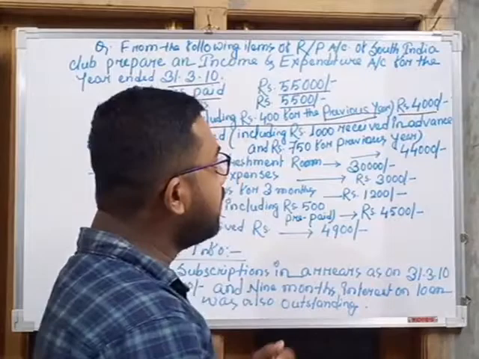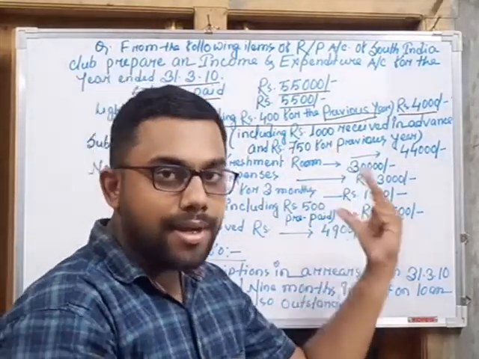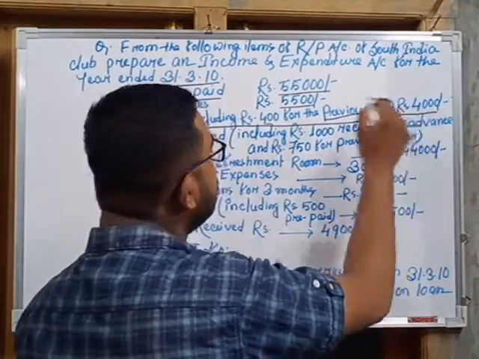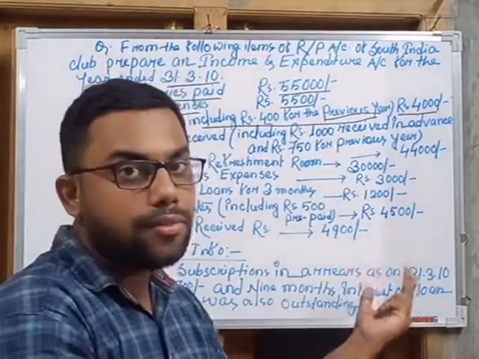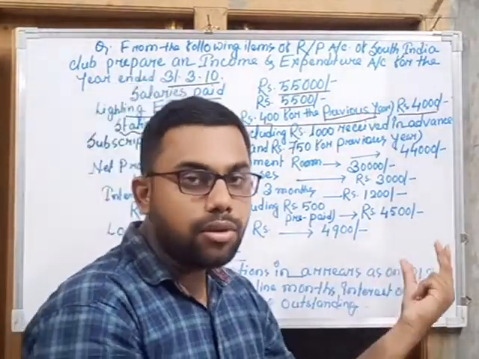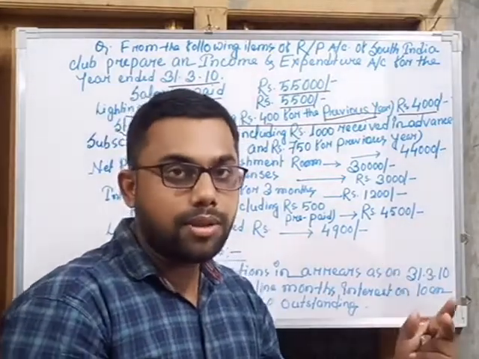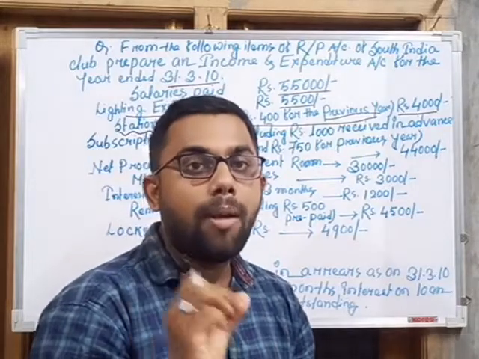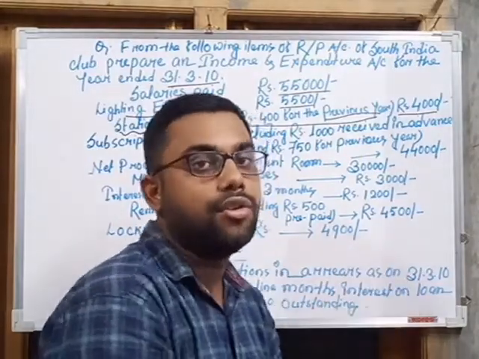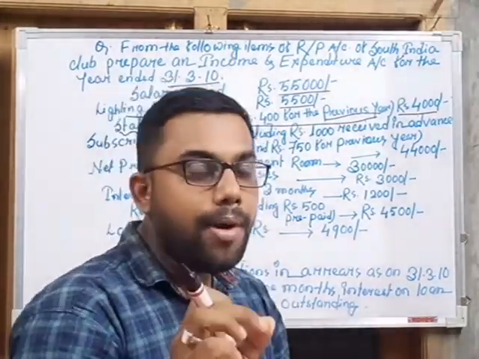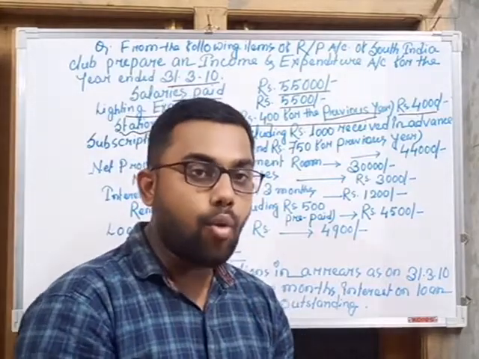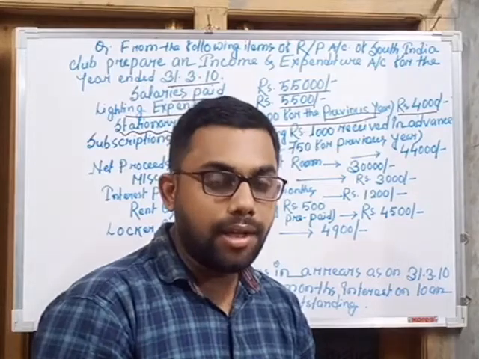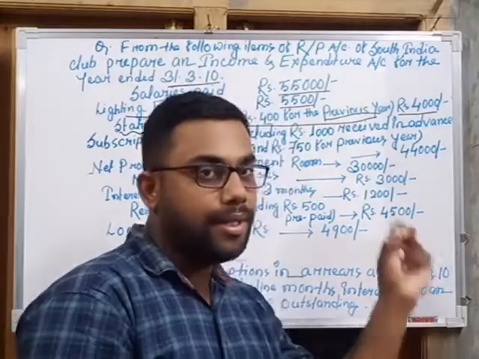So in the current year, the total amount of stationery is rupees 4,000 minus 400, because 400 is for the previous year. If we deduct 400 from 4,000, then we will find the actual amount of stationery items for the not-for-profit organization. Remember, in income and expenditure account, the amount of income earned in the current accounting year, whether it is received or not received, will be taken into account.